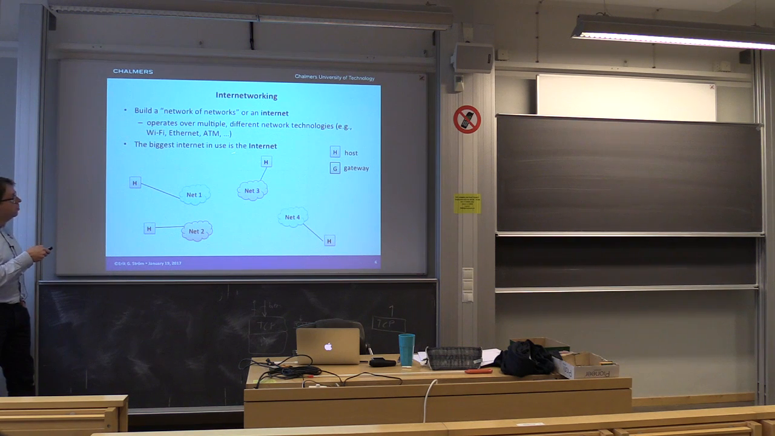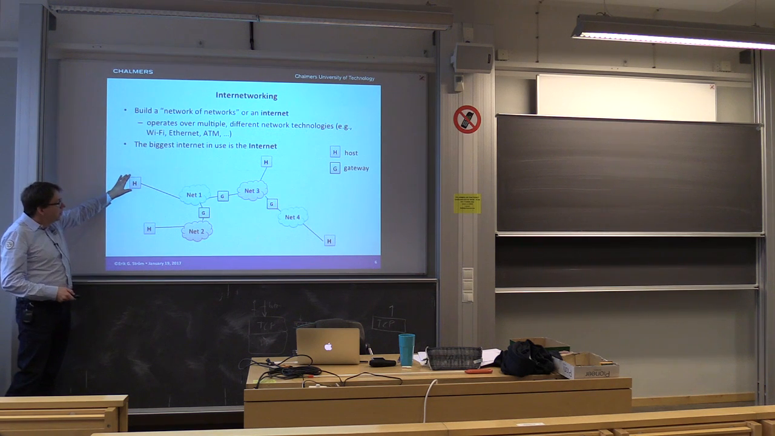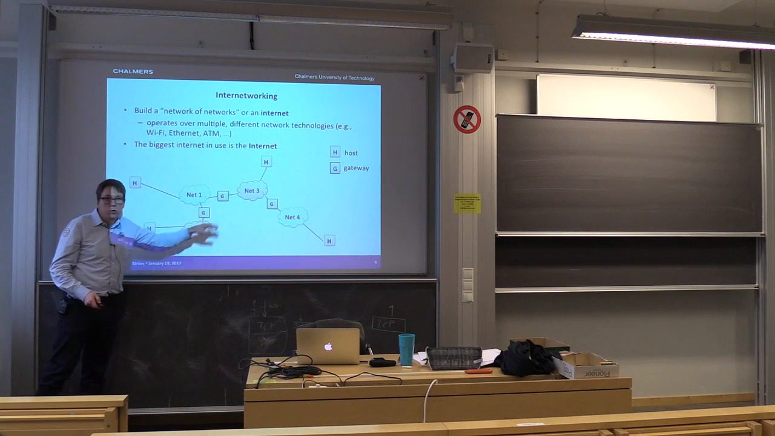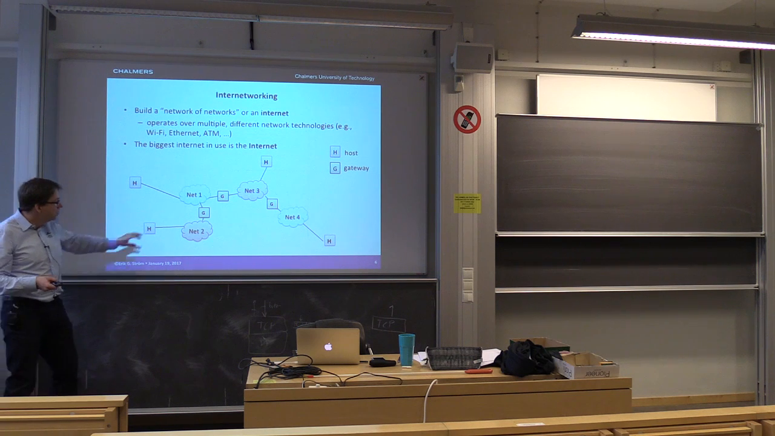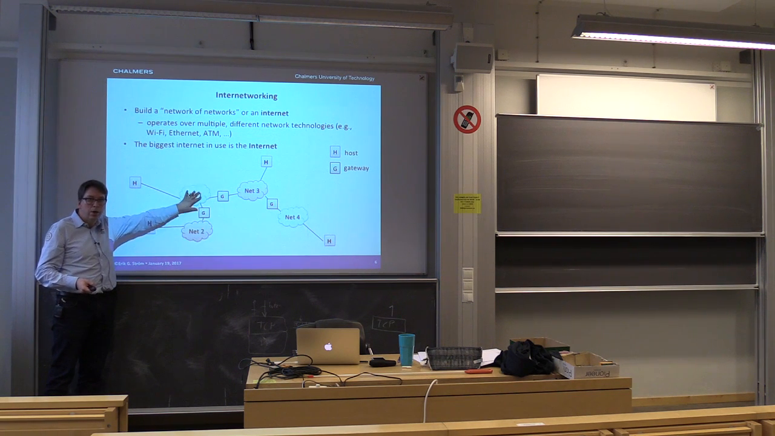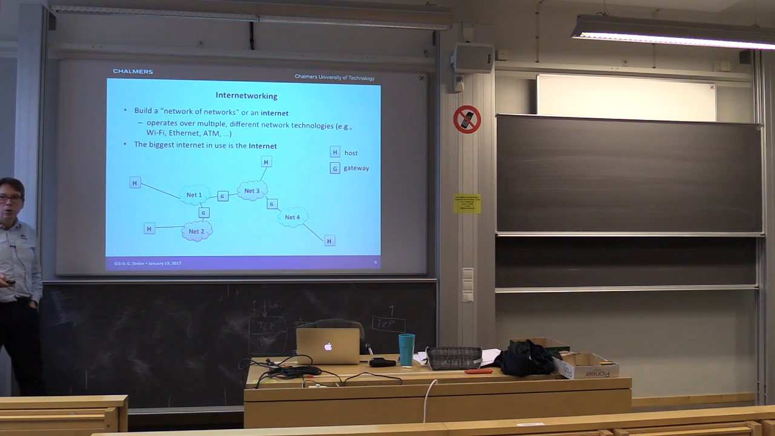So the biggest internet in use is the Internet with a big I. What is done here is that we connect the different nets with special nodes called gateways. These are special routers. If network 1 and 2 are different technologies, then this gateway needs to be able to talk to both. It has to have hardware and software to support both network technologies. Inside each net there might be routers, but these work with the same type of network technology, so they are typically simpler devices. So gateways are these special devices that connect different networks together.